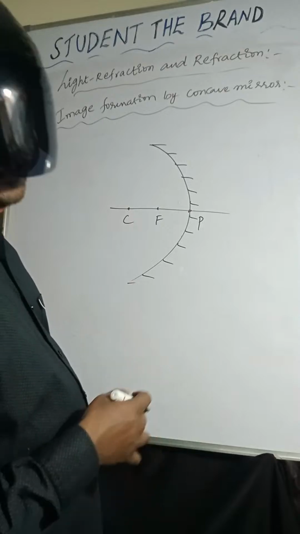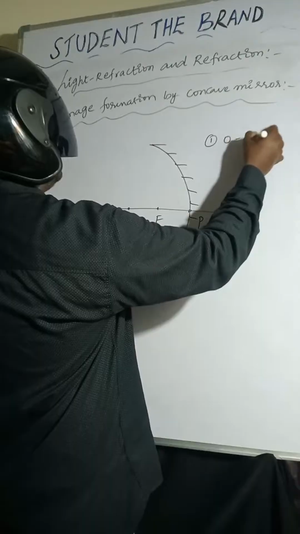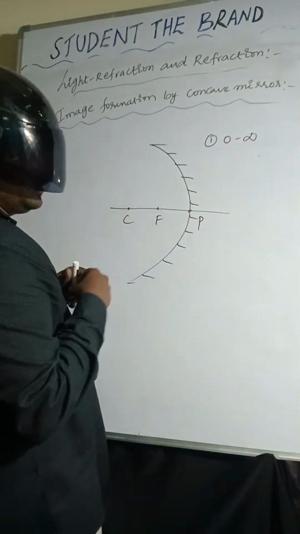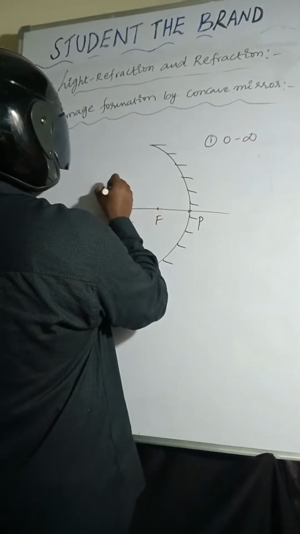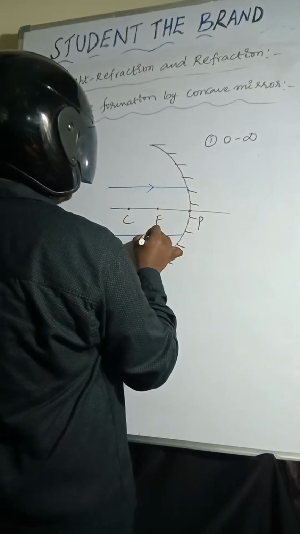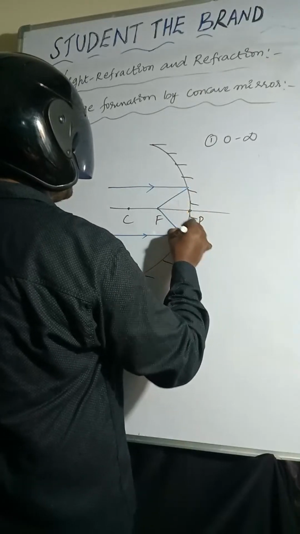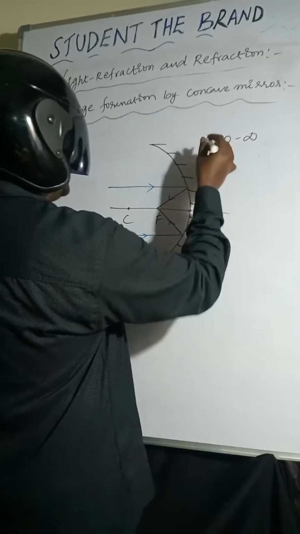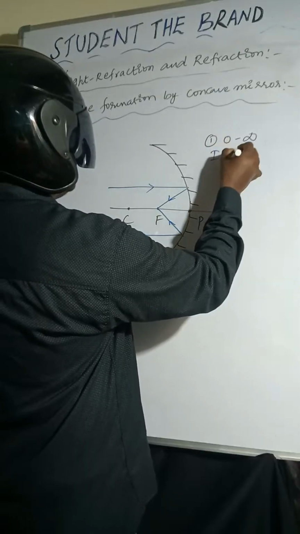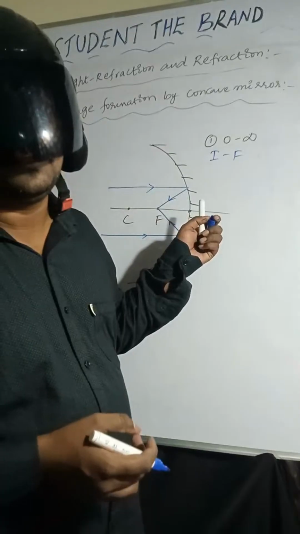So the first case is when the object is at infinity. Light rays are coming from infinity. After reflection, those rays meet at one point here. Object is at infinity, image is forming at focus.